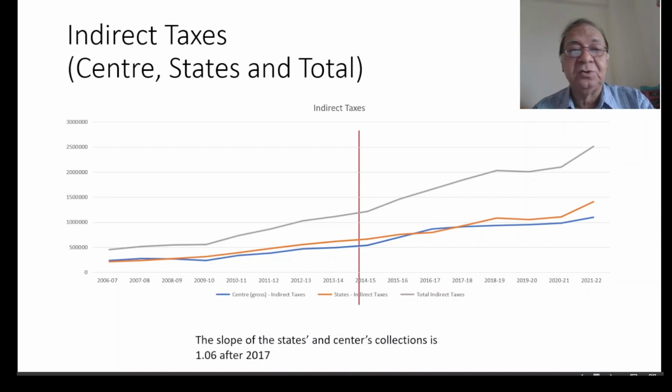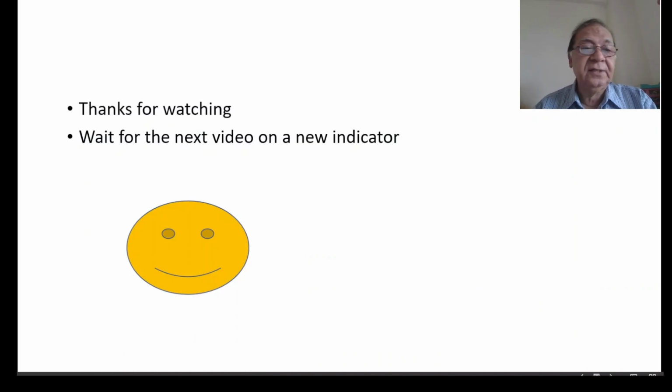And states are not going to reduce the taxes on liquor and petrol. They are also taking the share of GST from normal collection of GST, but their major earning is from liquor and petrol. And this gap is increasing. The slope is 1.06.